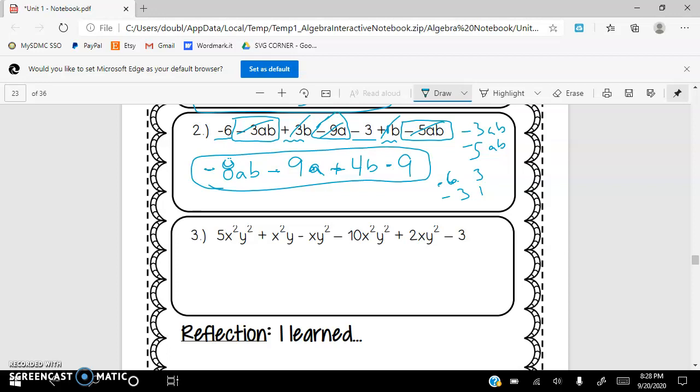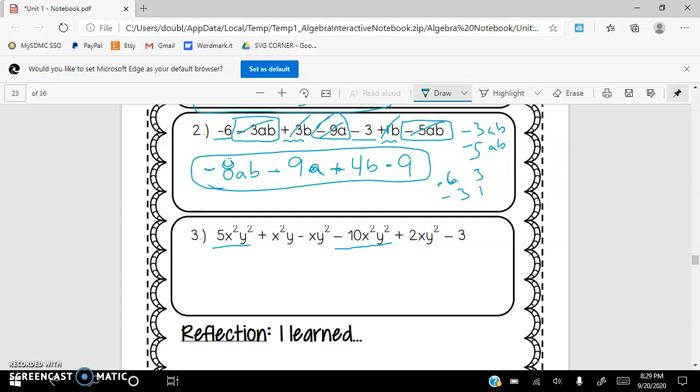So we have a 5x squared y squared. So now I'm looking for everything that has an x squared and a y squared. So this doesn't, this doesn't, this does. We have a negative 10x squared y squared.